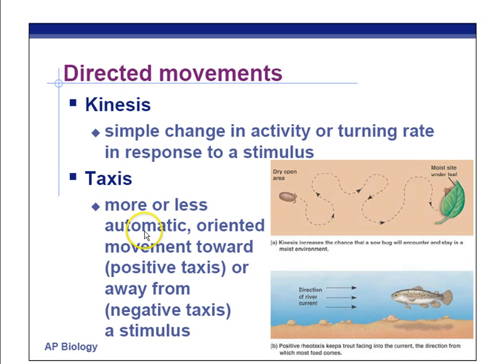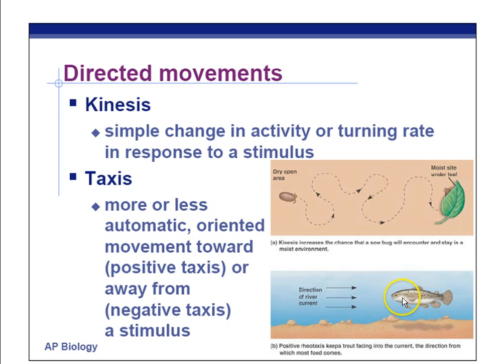Taxis is a little bit more directed. It's also automatic. However, it's directed motion toward a stimulus or away from a stimulus. For example, we have fish. Remember, counter-current exchange is where the rate of diffusion is maximized as the water with oxygen in it passes over the capillary beds, which move in the opposite direction, which results in a concentration gradient at every step of the way, which gives you more oxygen out of the water. Now, if it's toward something, we call that positive taxis. And if it's away from something, it's called negative taxis.